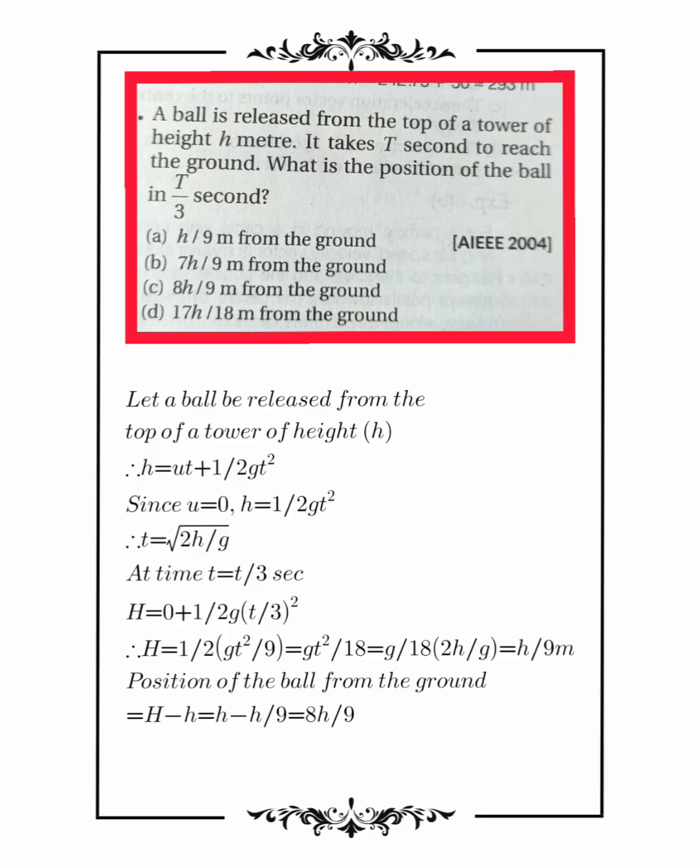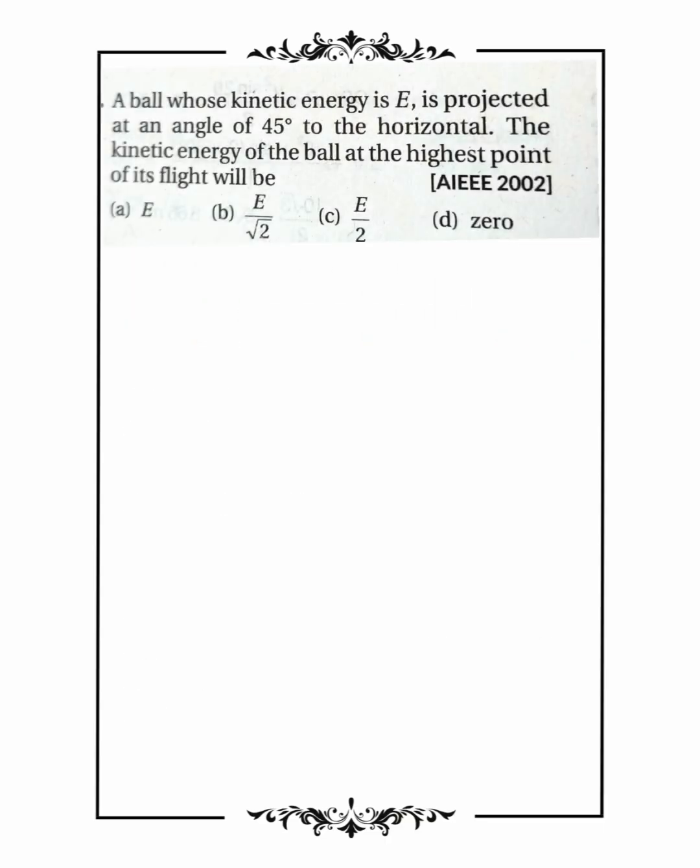For the sake of convenience, let us consider the height during the time interval t by 3 as small h, and the tower height as capital H. On simplifying, small h is equal to H by 9 meters. The position of the ball from the ground is equal to capital H minus small h, which is equal to H minus H by 9, that is 8H by 9 meters.